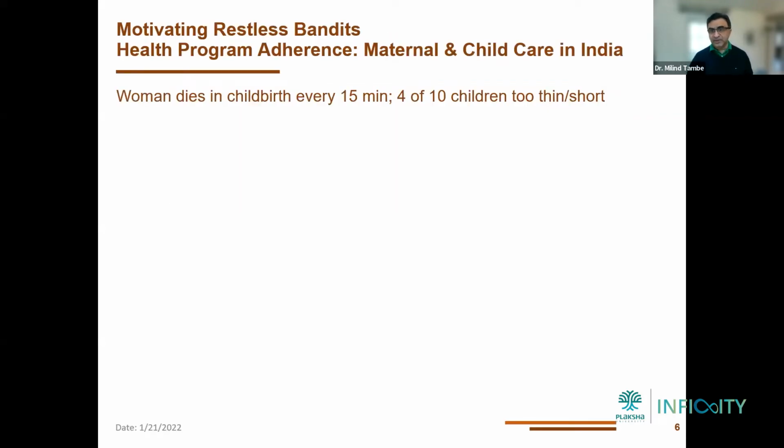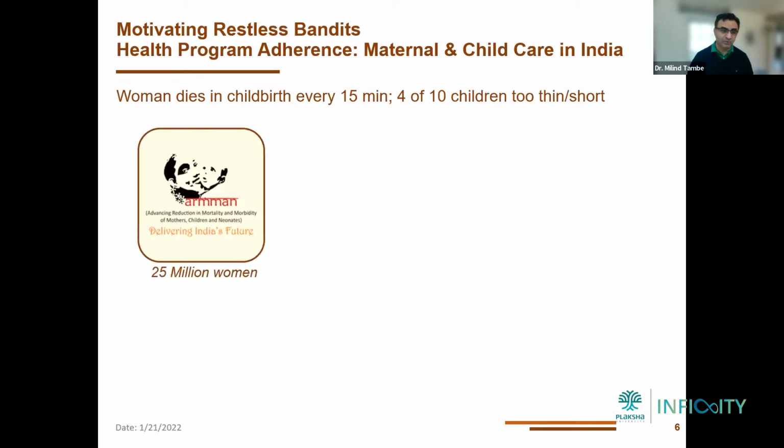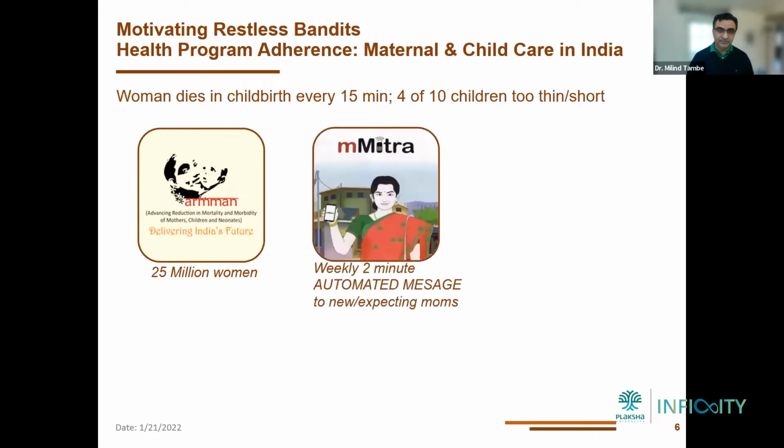So with respect to maternal and child care, we know the situation in India is difficult. A woman dies in childbirth every 15 minutes. 4 out of 10 children are too thin or short. We are very fortunate to be working with a nonprofit called Armman, which works with 25 million women in India. One of their programs is called Mitra.